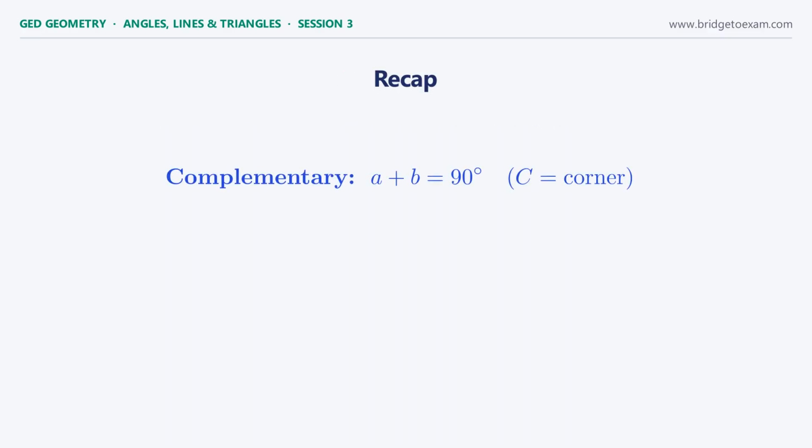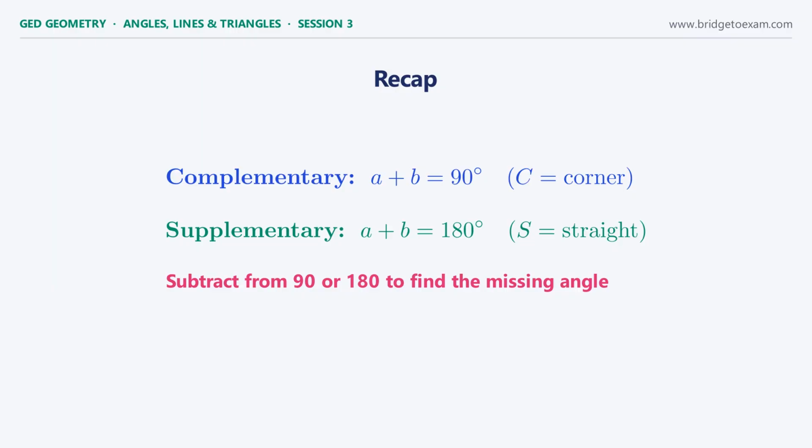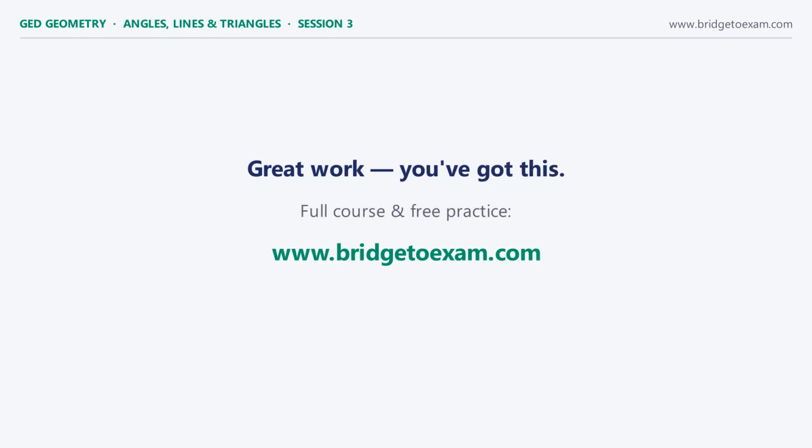Let's recap. Complementary angles add to 90. C for corner. Supplementary angles add to 180. S for straight. To find a missing angle, just subtract from 90 or from 180. And when the problem uses a variable, set the sum equal to the total, solve for x, and always substitute back to find the actual angle. Two rules, one subtraction. Nicely done on Session 3. You can now find complements and supplements with confidence, whether the angles are given as numbers or as expressions.